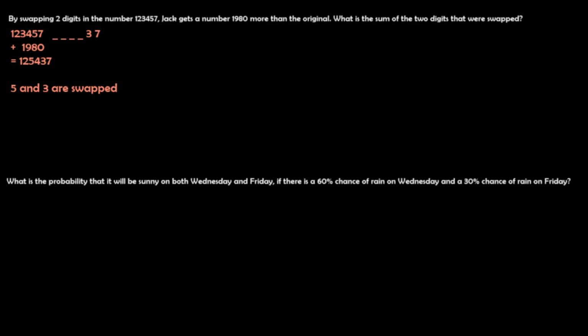And then the new number is 125,437. So we just add 5 plus 3 and get our answer, 8. So this goes by a lot faster than adding the whole number to 123,457 and would save us a lot of time. Now let's go to the next problem.